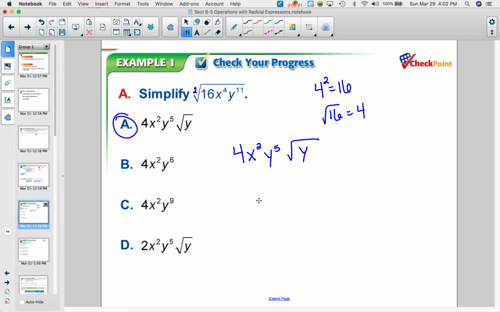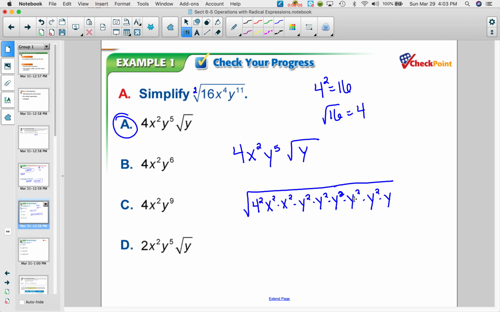I do want to say one thing on this. I'm going to break this all down into perfect squares because it's a square root. So this is 4 squared. I can think of this as x squared times x squared times y squared times y squared times y squared times y squared times y squared times y. So the reason I was breaking them all down into perfect squares is because I'm taking the square root. So the square root of 4 squared is 4. The square root of x squared is x, but I had to do it twice, so I get x squared.